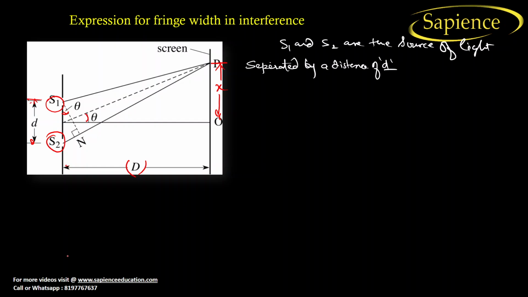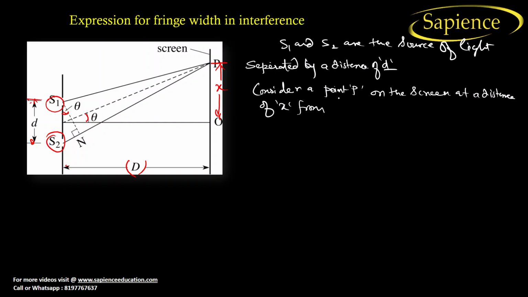Now consider a point P on the screen at a distance of x from the central fringe, that is O. Okay. Now the path difference.